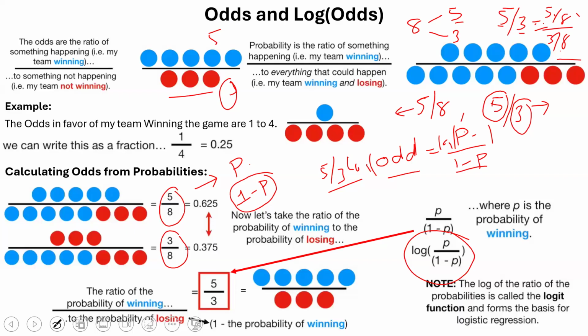If you want to link up odds with probabilities, odds is equal to the probability of something happening by the probability of something not happening. That is P by 1 minus P. And if you apply a logarithm to that, it becomes the log of odds. Log of odds is nothing but the logit function. All right, so this is all about odds and log of odds.